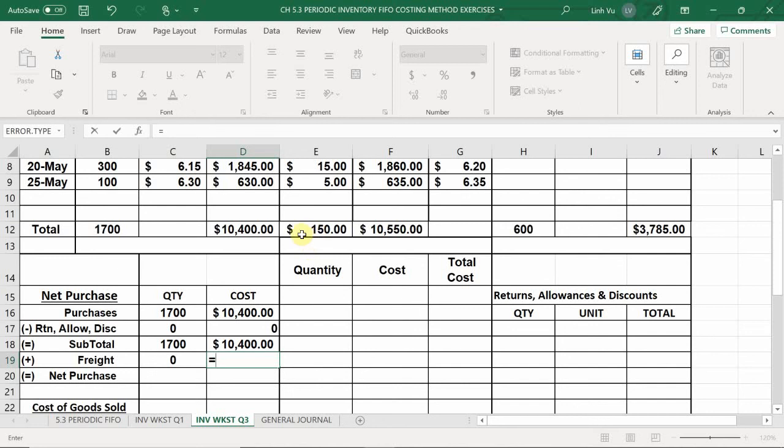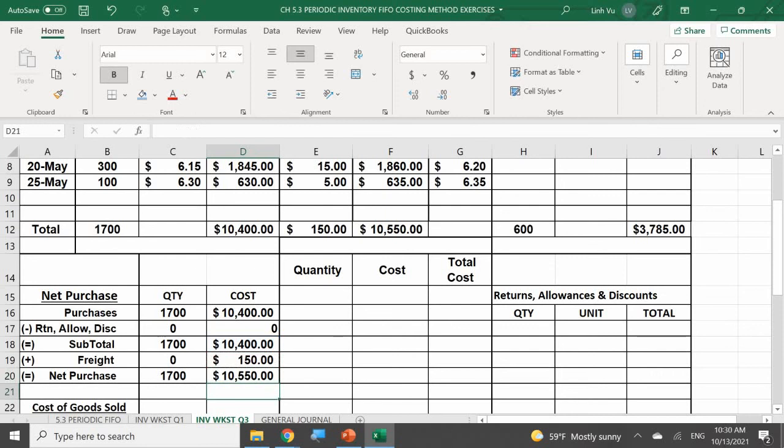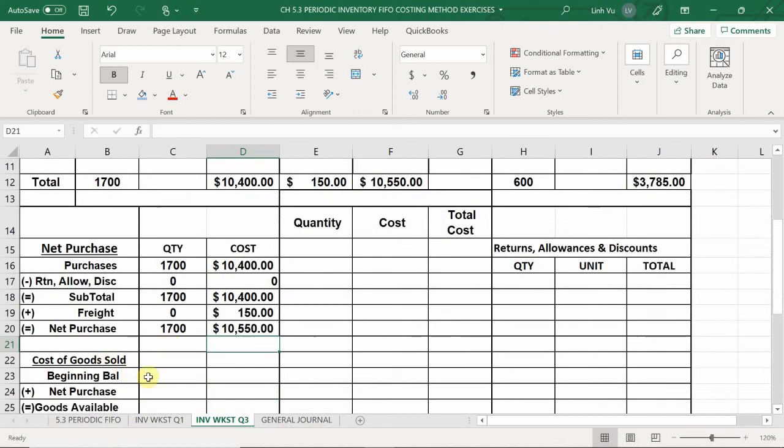Freight, once again, adds 0 to quantity, but it adds to my total cost. So in this case, what was my total freight? 150. 150, bringing my total net purchases to be 1,700 at my grand total of 10,550. Okay. All right.